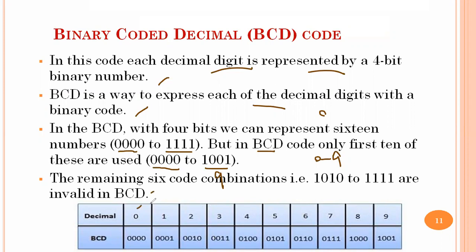So this is the representation of decimal numbers from 0 to 9, and just take a look at it. It is 0000 to 1001. Clear?